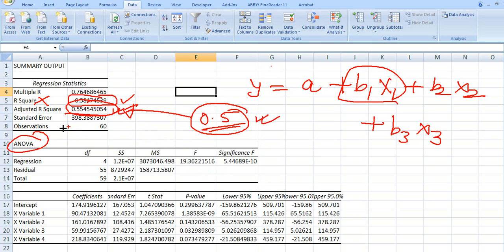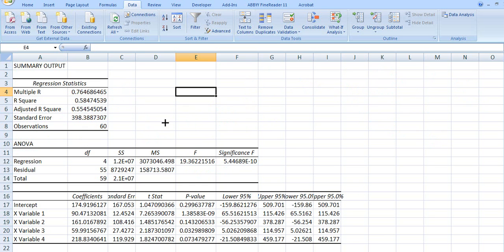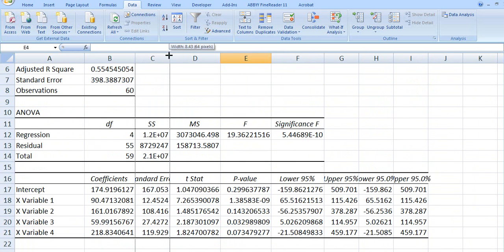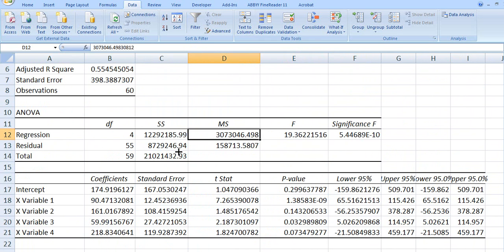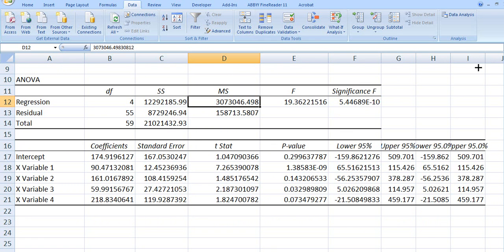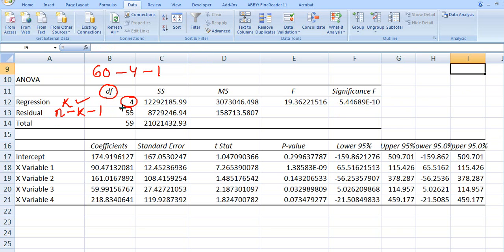Then let us see the ANOVA analysis for this. We'll go deeper into the ANOVA analysis and try to find out what exactly it is bringing. In this case, what we have is the regression. If you see, there are 4 independent variables. We know that this is k, the number of independent variables, and the degree of freedom of that is k, and your residual is n minus k minus 1. The sample size is 60, so 60 minus 4 minus 1 gives you 55.